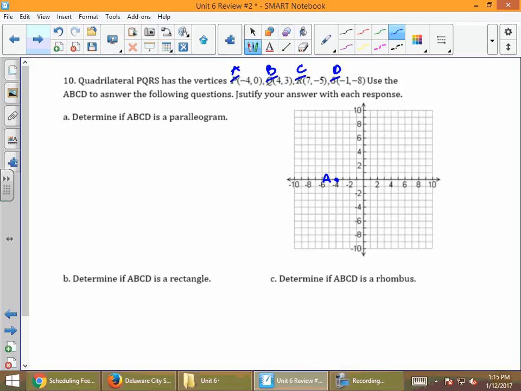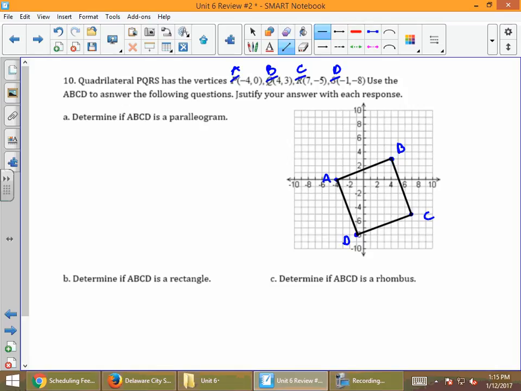B is at 4, 3. Oh, there it is. C is at 7, negative 5. There's that guy. And D is at negative 1, negative 8. D. Bingo. Okay, there we go. So what are some of you guys saying? Yep, that's a rectangle. Done. Well, you'd be wrong. Need those three things: need the math, need the yes or no, need the explanation.